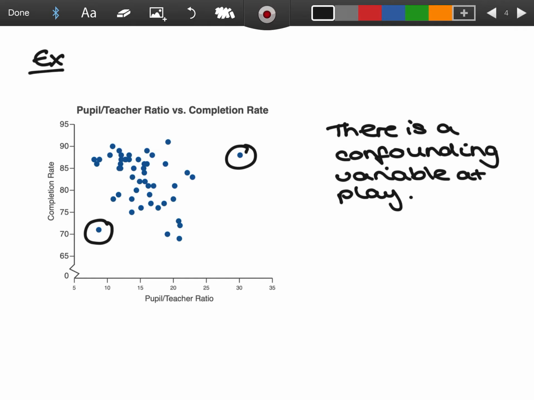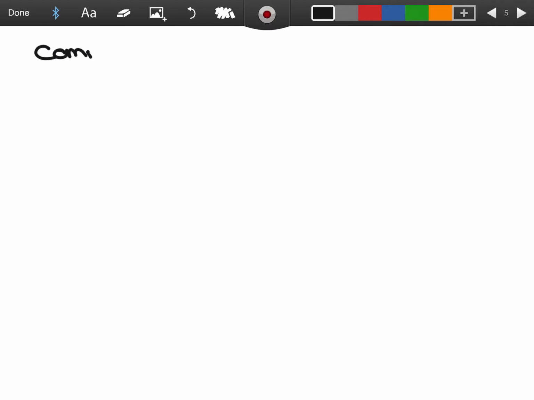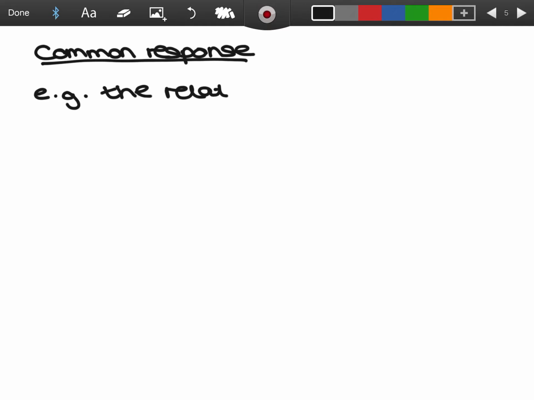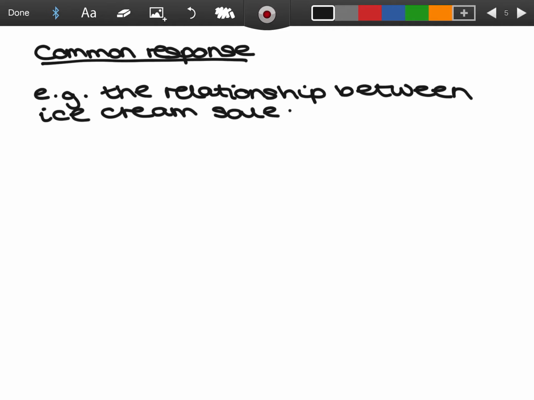Okay. There is another type of thing that you can come across, and that's something called a common response. This is actually the opposite of what we just looked at. Okay. Common response is when you don't expect there to be a relationship between two variables, but it turns out that there is this relationship. Okay. So an example of a common response would be the relationship between ice cream sales and this is really random, and snake bites.